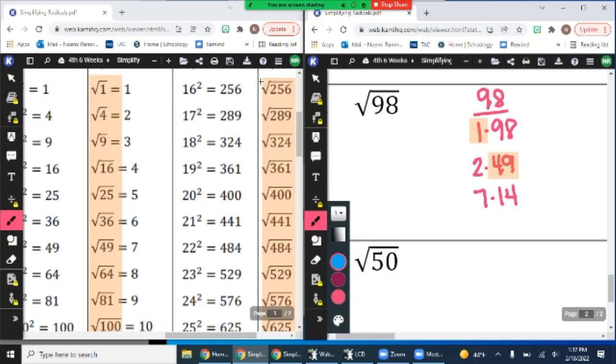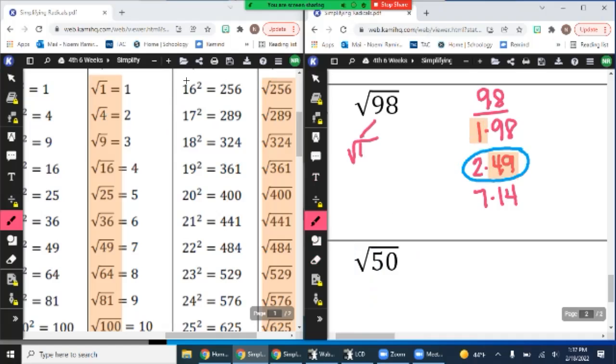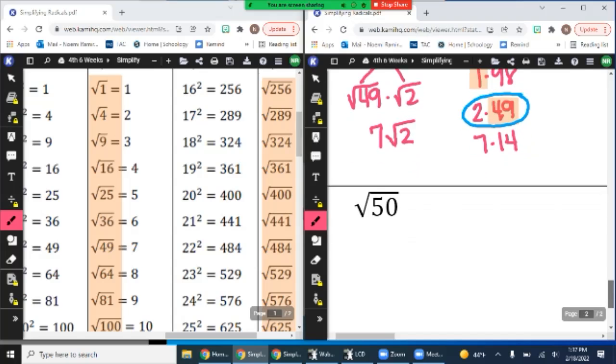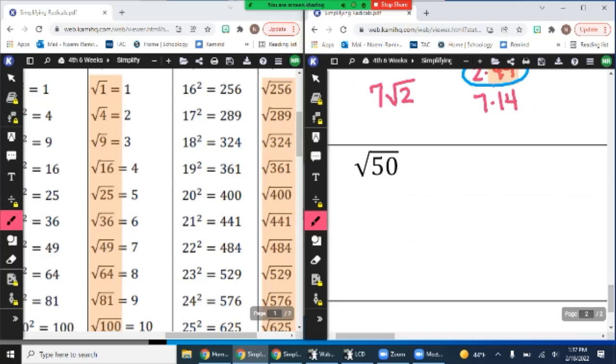So which one are we going to pick? The 49. Making sure that the highlighted number, the 49, is in the front when we break it apart. So root 49 times the square root of 2. What is the square root of 49? 7. 7 root 2. Questions? All right. Yep, that's as small as it'll get. Yes, ma'am. It will appear like that on the benchmark.